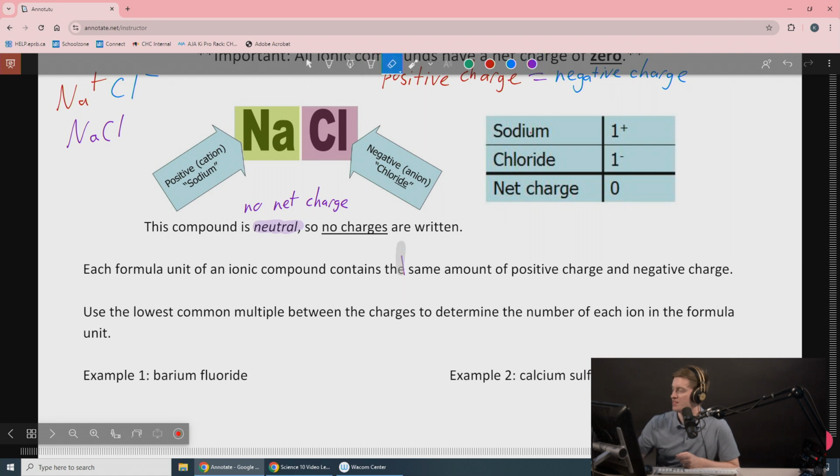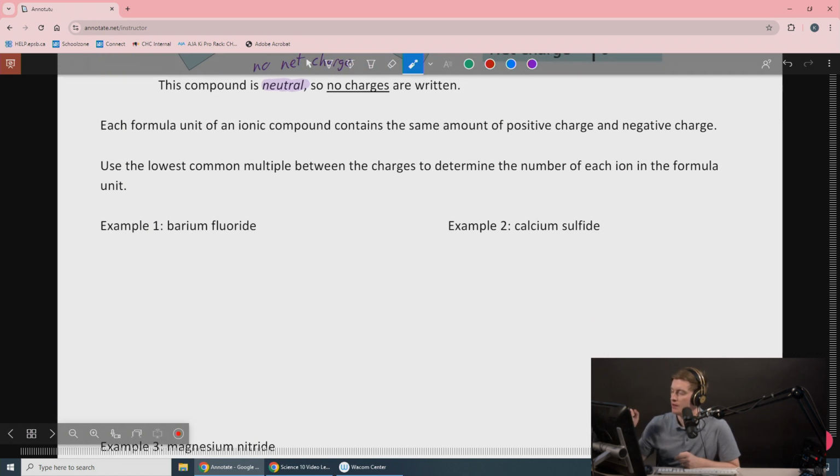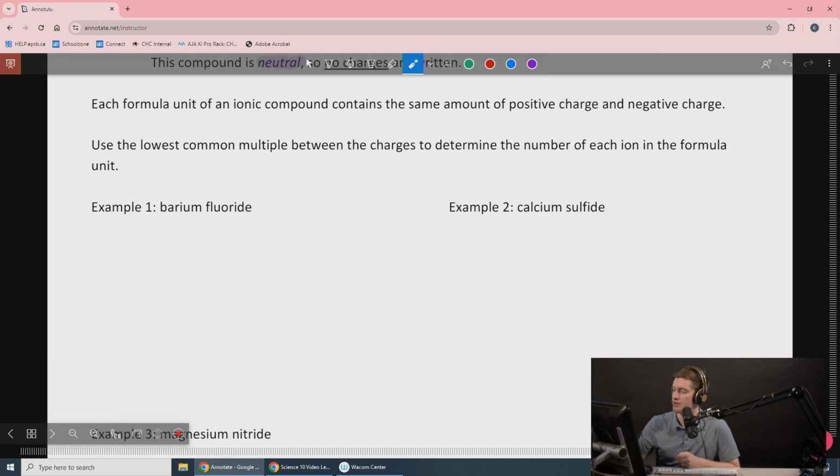This is just going to say the same thing that we've already said. Each formula unit of an ionic compound contains the same amount of positive charge and negative charge, which means those charges will cancel out to make a net charge of 0. Use the lowest common multiple between the charges to determine the number of each ion in the formula unit. Let's work through this. We're going to do a couple examples here.